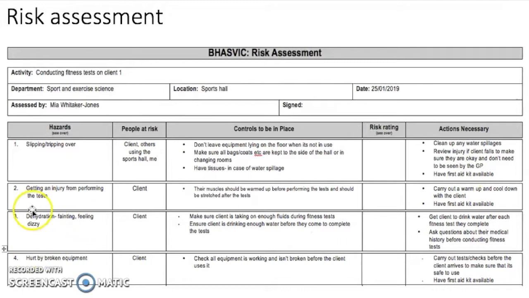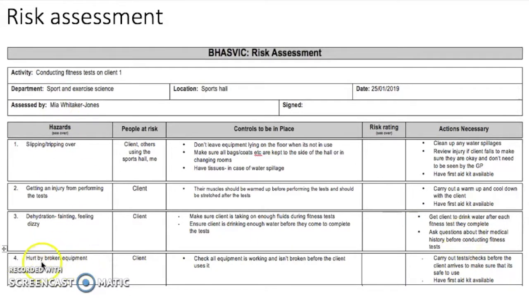Another hazard is dehydration, so the client could faint or feel dizzy. The person at risk is the client. Controls in place are to make sure that the client is taking enough fluids during the test and ensure that they're drinking enough water, having some before each test. Once they've completed each test, get the client to have a drink of water, and ask questions about their medical history before conducting the fitness tests. If they feel dizzy regularly, think about how you can work your way around that. But my client didn't say yes, it feels regularly dizzy or anything like that, so that's good.